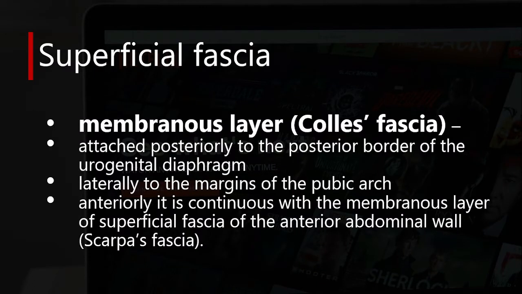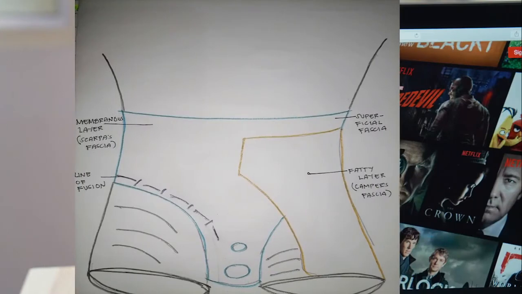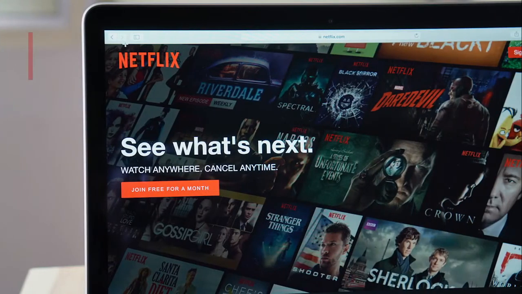Membranous layer. The membranous layer, or Colles' fascia, is attached posteriorly to the posterior border of the urogenital diaphragm, laterally to the margin of the pubic arch, and anteriorly it is continuous with the membranous layer of the superficial fascia of the anterior abdominal wall, or Scarpa's fascia. So this is a photo of the layers. You can see the golden layer is the fatty layer, and there is the membranous layer, or Scarpa's fascia.